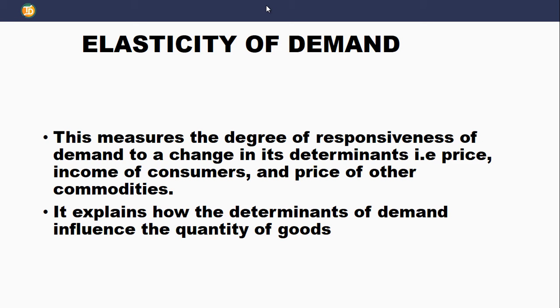Now let's move to elasticity of demand. Elasticity of demand measures the degree of responsiveness of demand to a change in the determinants of demand. And the determinants of demand that we are looking at are income of consumers, price of the commodity, and price of other commodities. So elasticity of demand explains how the determinants of demand, which is price of the commodity, income of consumers, and price of other commodities, influence the quantity of goods and services demanded by consumers.